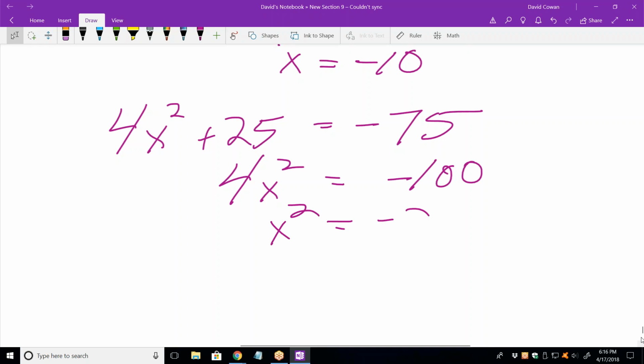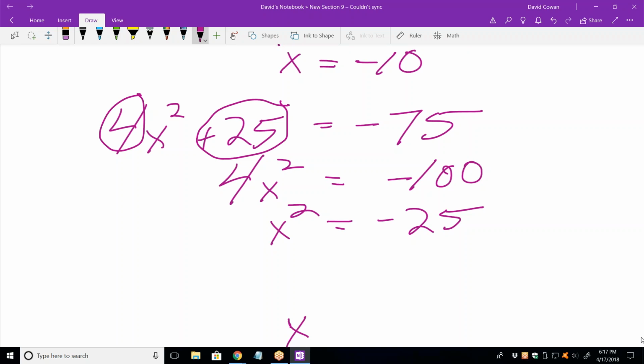In other words, whenever you're solving an equation, you're always trying to get down to the final step, which is x equals something. So I had to get rid of the 25. I had to get rid of the 4. Now I've got x squared. How do I get rid of the exponent? Square root it. Okay. Square root both sides. What's the problem here?